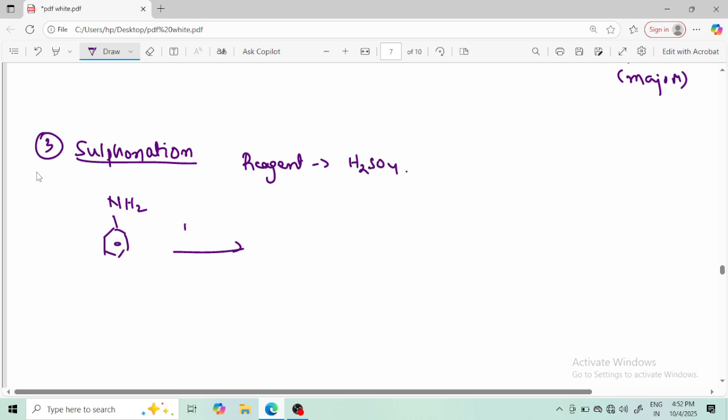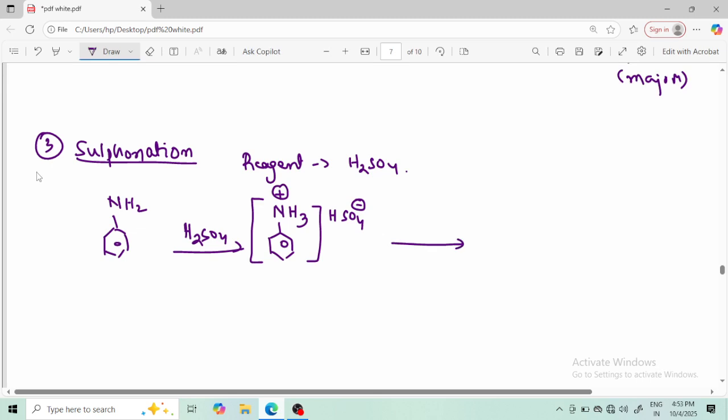So let's say it's reacting with H2SO4. If it reacts with H2SO4, so what you will get? You will get H plus, this one, just memorize this, and here you are getting HSO4 minus.